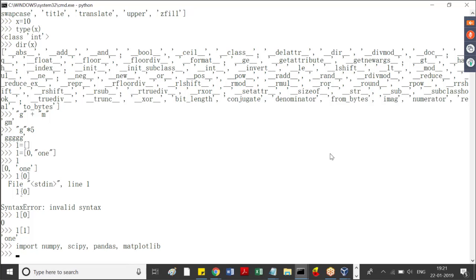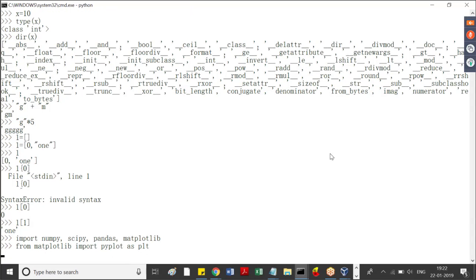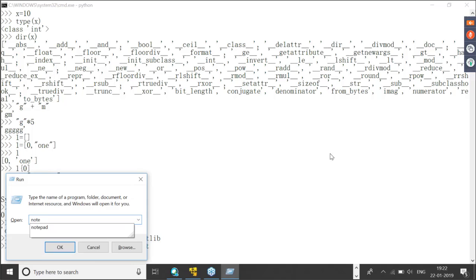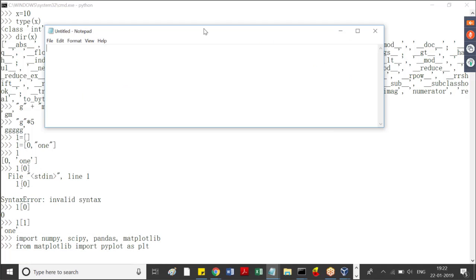So I have imported NumPy. Let me do a from matplotlib import pyplot as plt. plt is actually an alias for you. And okay, by the time that node loads, let me get some stuff on the notepad.